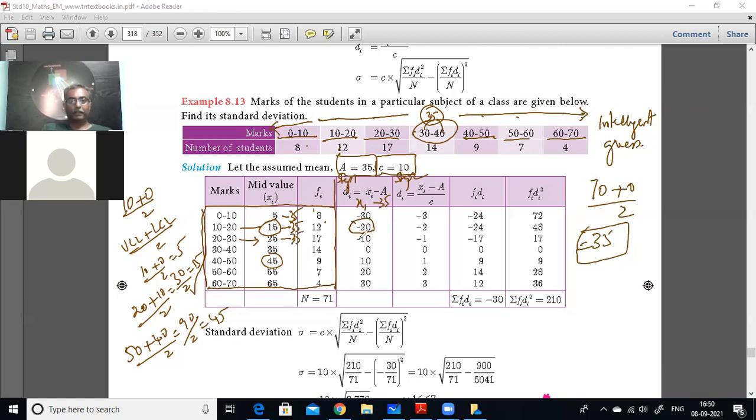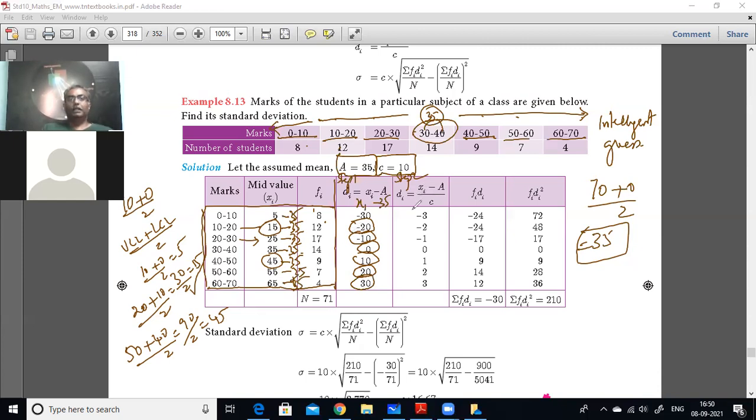25 minus 35, minus 10. 35 minus 35, how much? 0. 45 minus 35 is 10. 55 minus 35 is 20. 65 minus 35 is 30. You got d of i.